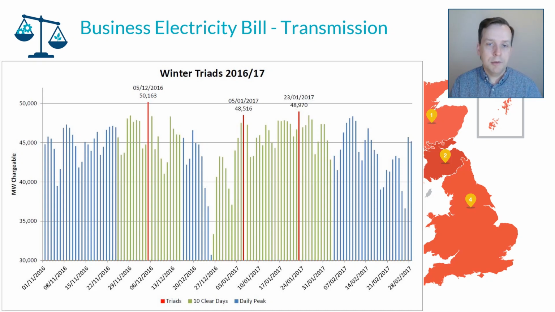Here it could be between 4 p.m. and 4:30. Here it could be between 6:30 and 7 p.m. So the average of each business with a half hourly data consumption during those very discrete half hourly periods. And for some businesses that could be between 5 and 10% of their total electricity bill.